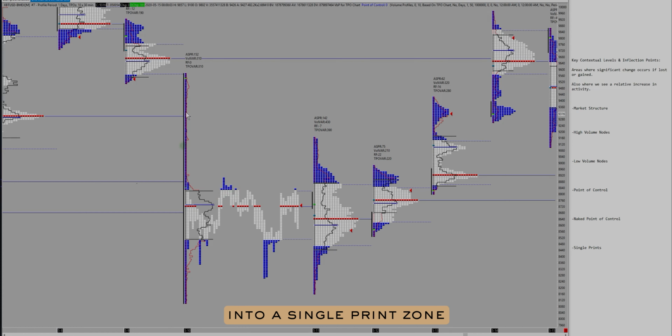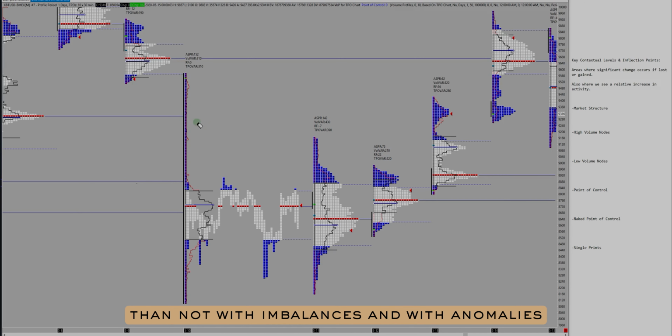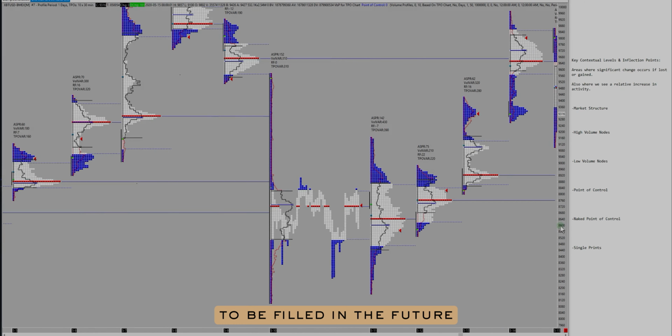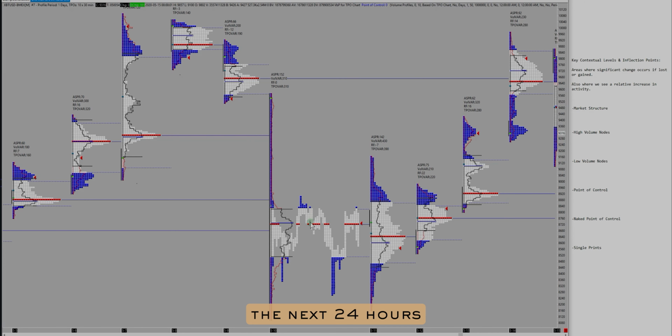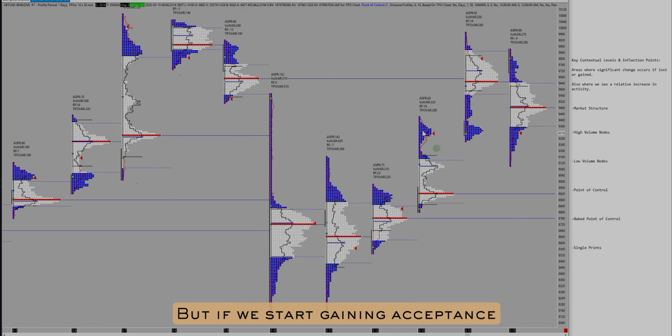If we gain acceptance into a single print zone, it is essentially a gap, right? So it's an imbalance. It's very one-sided. And more often than not, with imbalances, with anomalies, we're going to be looking for them to be filled in the future. That might not be the next 24 hours. It might not be the next week. But if we start gaining acceptance within it, we're more than likely going to fill it. So the first time we come and interact with it, it should act as support or resistance because it is an imbalanced area. It is an area where we should see a good degree of interaction as we approach that level, that extreme. But if we start gaining acceptance within this level, then we're likely going to be covering it, the same concept as any kind of gap.